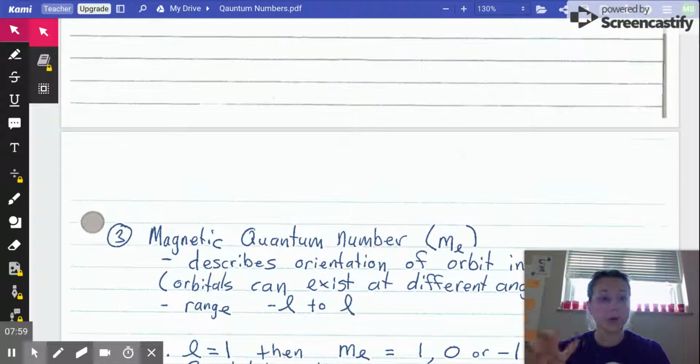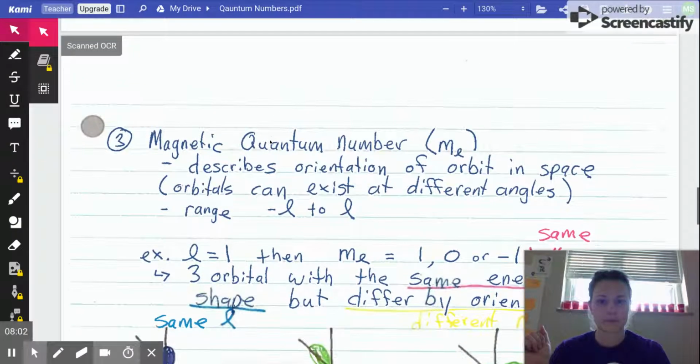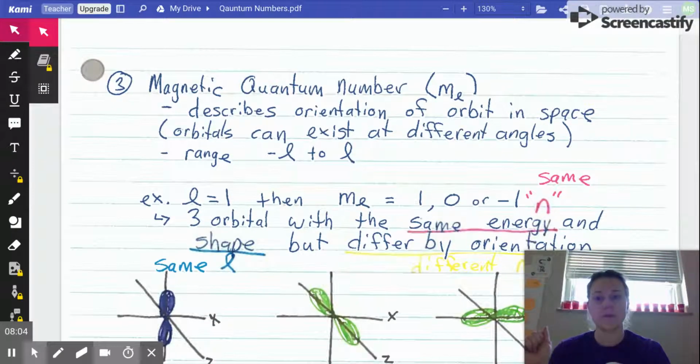And remember, you are pausing this video when you need to copy. So our third quantum number is the magnetic quantum number, and it is the symbol ML right here. What it does is describe the orientation of the orbital in space. Because we have to remember we're dealing with something that's 3-dimensional, and that the orbital can exist at different angles. And the range it can exist on is from minus L to L.